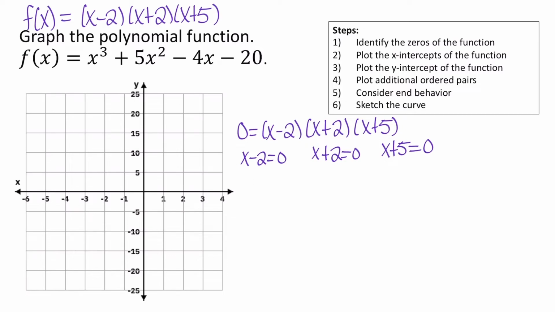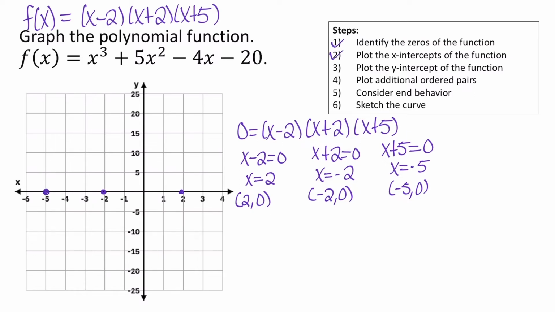Here I'm going to add 2 to both sides, which gives me x equals 2. So I have an x-intercept at 2, 0. In this next one, I have x plus 2 equals 0. If I subtract 2 from both sides, that gives me x equals negative 2. So I have an x-intercept at negative 2, 0. And then finally, I subtract 5 from both sides, which gives me x equals negative 5. So I have an x-intercept at negative 5, 0. Now I'm going to go ahead and plot these x-intercepts. So I have 2, 0, negative 2, 0, and negative 5, 0.